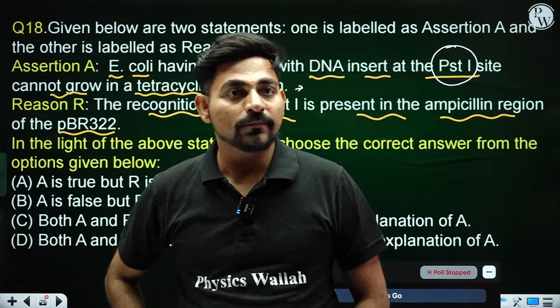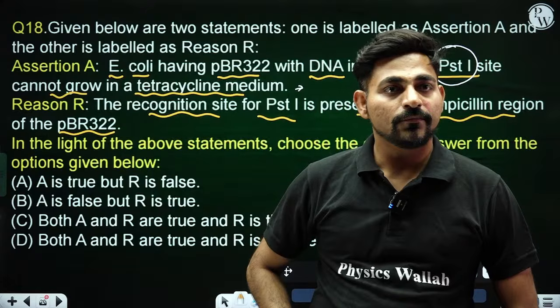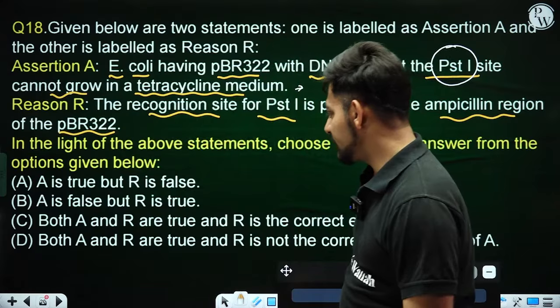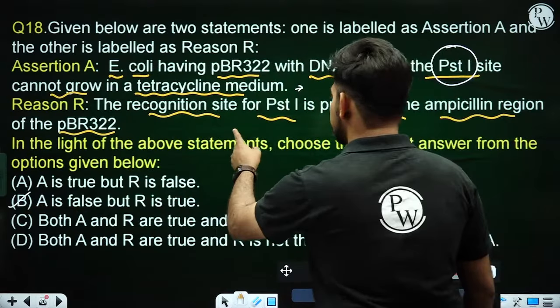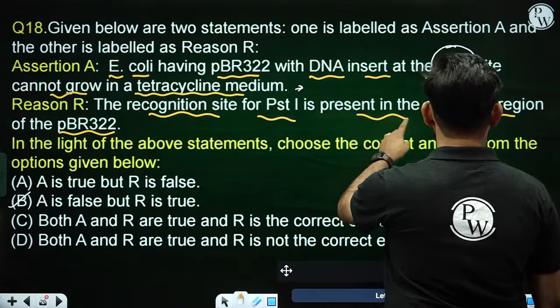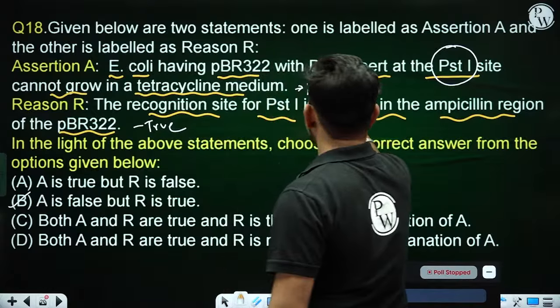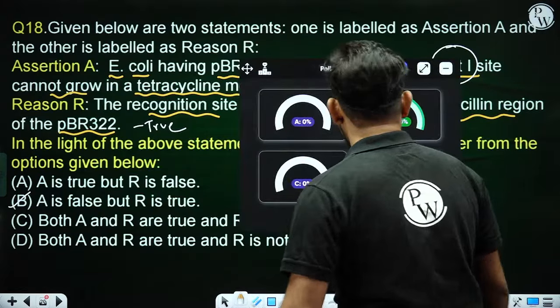So let me check. Okay, all of you have given the answer. Option B. Assertion is false, reason is true. The recognition site for PstI is present in the ampicillin region. That is true and that is false. Yes, all of you are correct for this particular question.